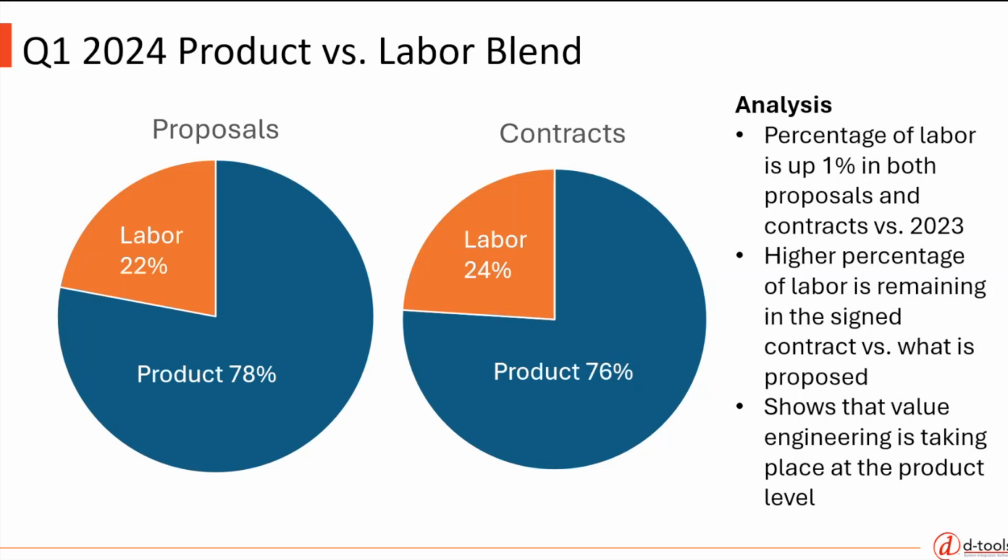You can see the proposals, 22% labor, 78% product. The good news is that when it gets to the contract, any of the value engineering that's taking place, less of it is happening on the labor side, and the dealers are valuing their labor more. I know when you talk to consultants out there in the industry, they really push for an integrator to get to 30% labor.